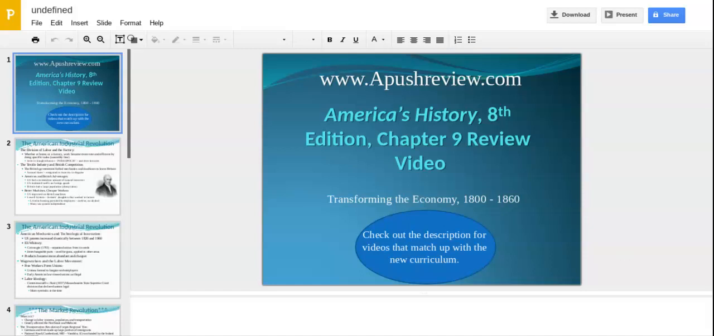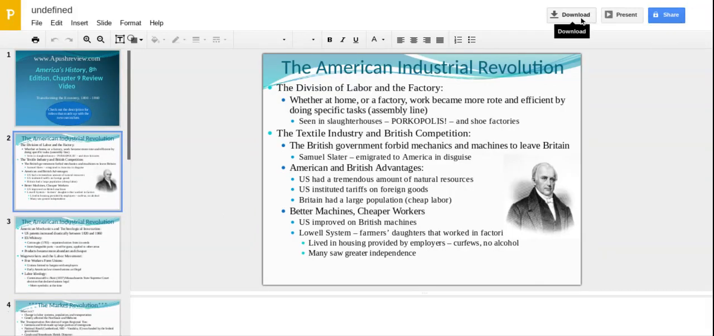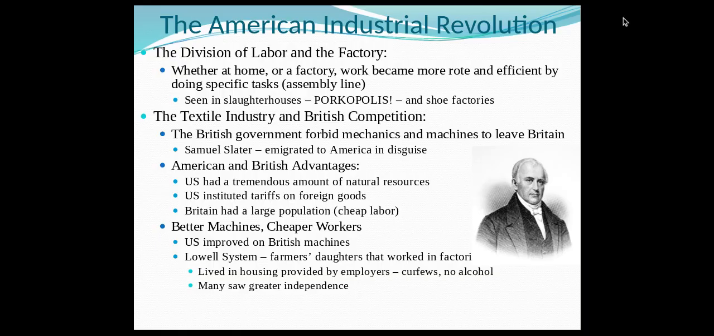Okay, APUSH students, this is your Chapter 9, Transforming the Economy from 1800 to 1860. It's really a straightforward section. It's not very difficult. Won't take us too long to work our way through it. Okay, the American Industrial Revolution.